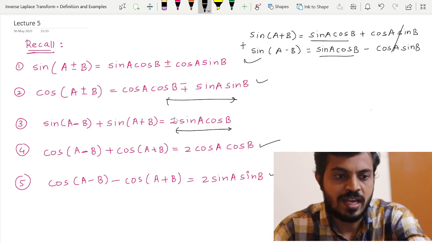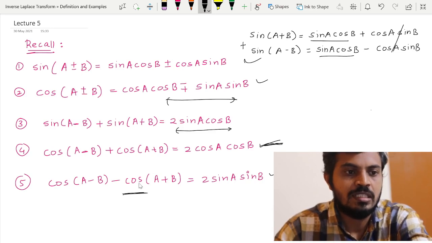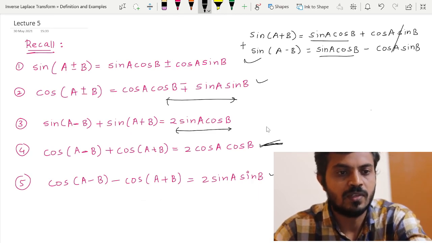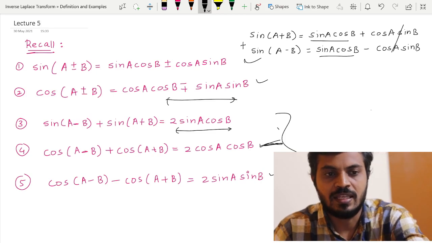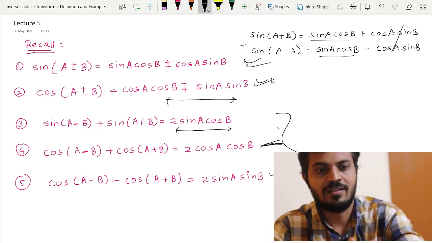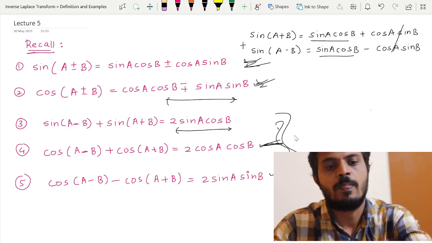So you have to add it first in order to get this formula, and you have to subtract cos of a plus b and cos of a minus b in order to get this formula. So even if you don't remember this in the exam, still it is fine. If you know these two basic formulas, then definitely you can easily generate all these three formulas.